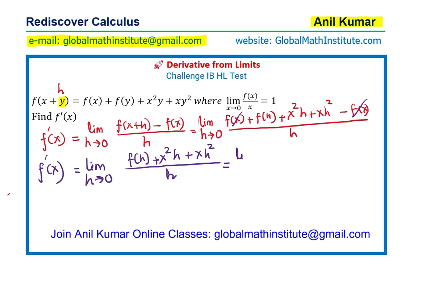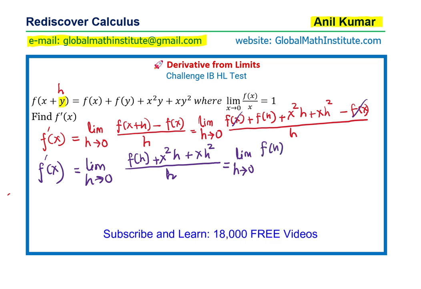So now from here we get limit h approaches 0 of f of h over h, right? Plus all this. So let me write it as limit h approaches 0. Cancelling, we get x square h, h gets cancelled, right? Plus xh. Perfect. You see that. So we get a simplified expression.